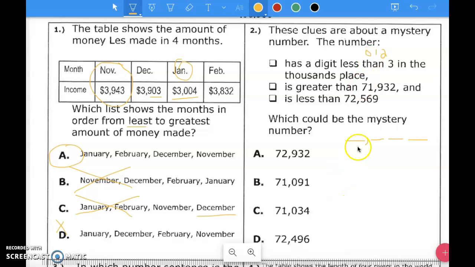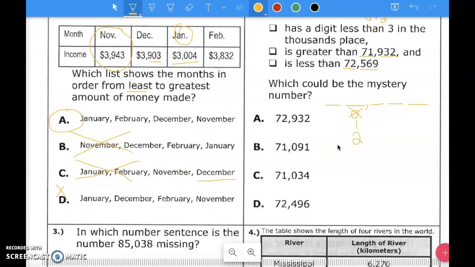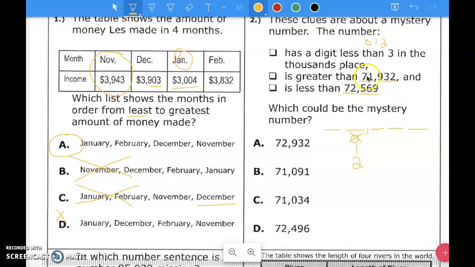So it can be that this number can be a zero, this number can be a one, or it can be a two. I guess it cannot really be a zero because then you don't have any thousands there. It's greater than 70. Oh, wait, but it has 10 thousands here. So yes, we could have a zero. So it's greater than 71,932 and is less than 72,569. So let's analyze the numbers and you see if they fall in between.